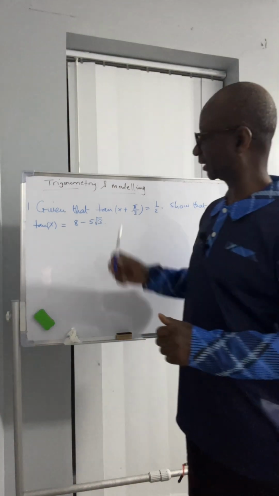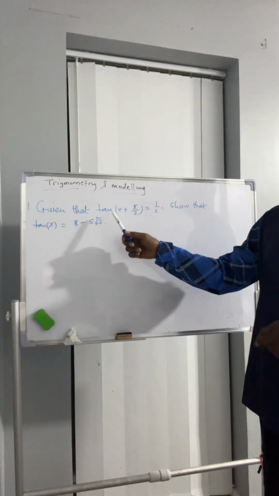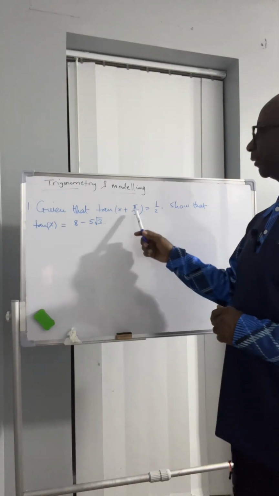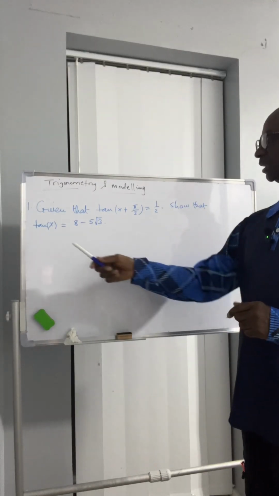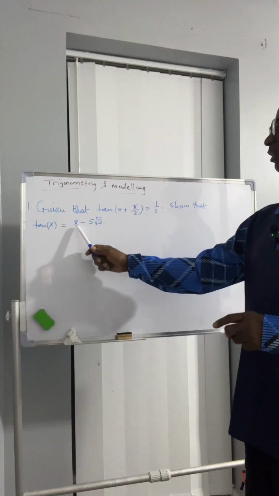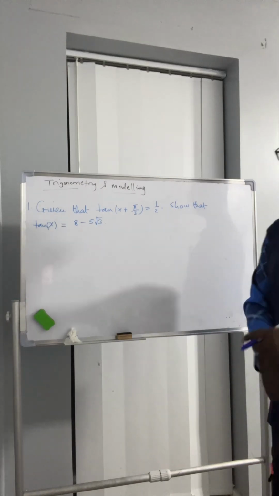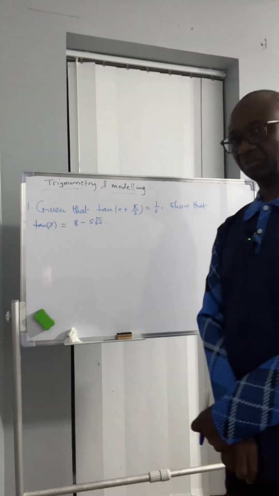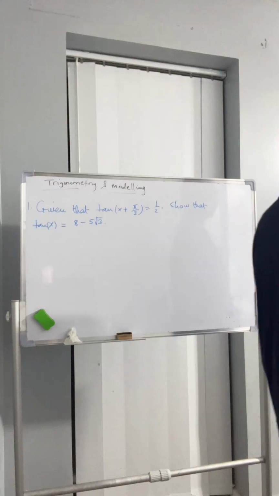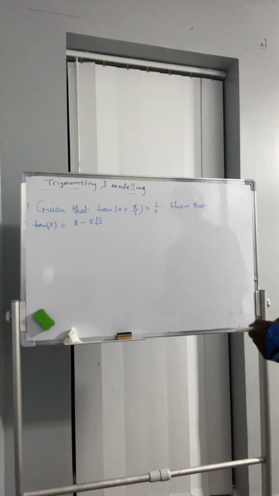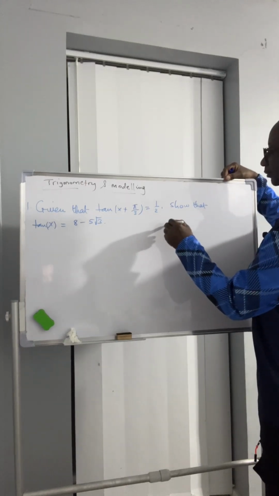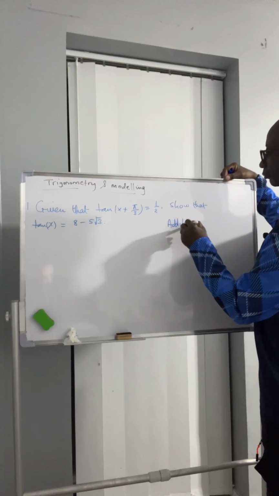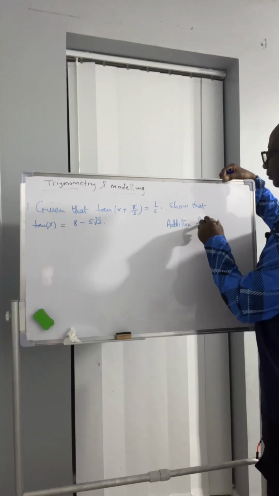The question reads, given that the tangent of x plus pi over 3 is equal to 1/2, show that the tan of x is equal to 8 minus 5 root 3. While we are doing this topic, you should have it at the back of your mind that we are using the addition formula.